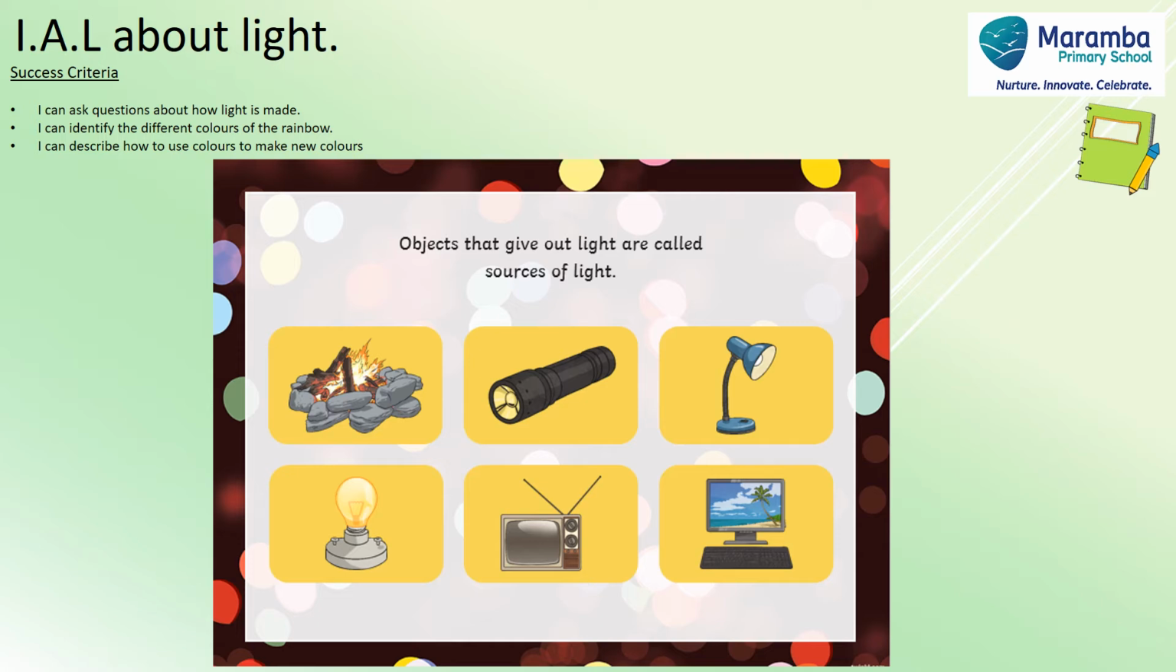there are some objects that actually give out light, and we call those sources of light. Have a look at the pictures here. These objects are all sources of light. A campfire produces light. A torch and a lamp plus a light globe produces light. A TV or a computer screen also produces light. These things are all sources of light.